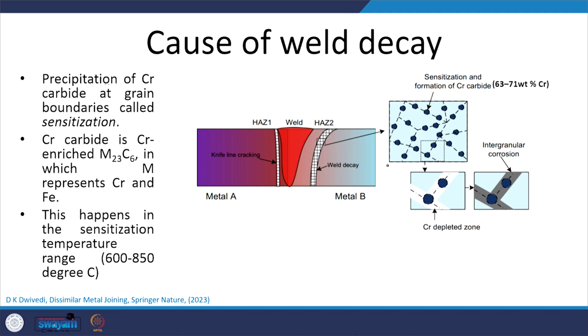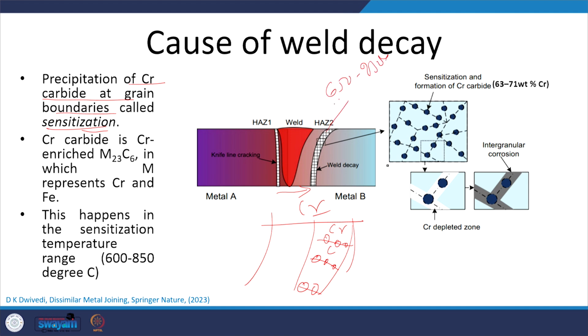So, the precipitation of chromium carbide at the grain boundary is known as sensitization. Initially in the matrix, the chromium may be uniformly distributed, but when it is cooled slowly in a certain temperature, the sensitization temperature range, chromium starts interacting with the carbon and tends to form chromium carbide at the grain boundary. So, this is what we can see here: this zone away from the fusion boundary experiences slow cooling in the range of 650 to 850 degrees centigrade. In this case, at the grain boundaries a lot of chromium carbide particles will be formed.